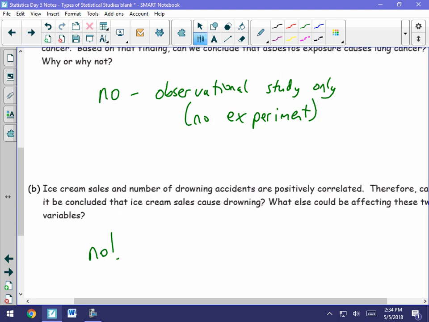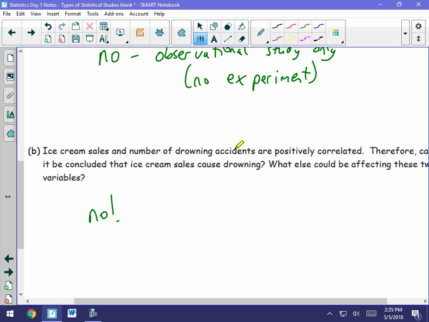So ice cream sales are probably going to go up when the weather's warmer, right? People go swimming more in the summer. So there's a good chance that when they did this study, it was summertime. And then they found that both ice cream sales and the drowning accidents went up. But that's just a coincidence that they both happen to be going up. That was really affected by another outside source, the fact that it was the weather, right? So it could be the weather.